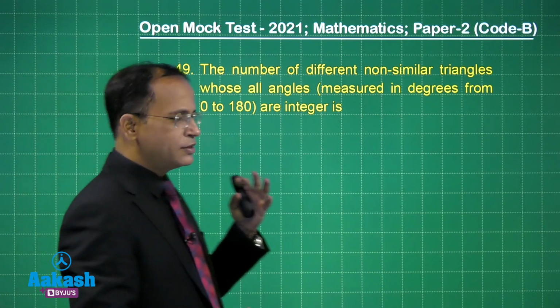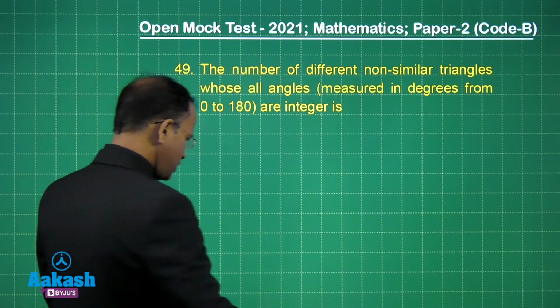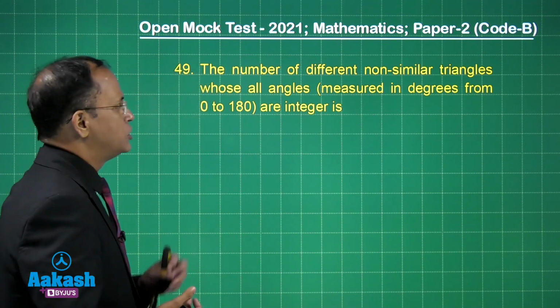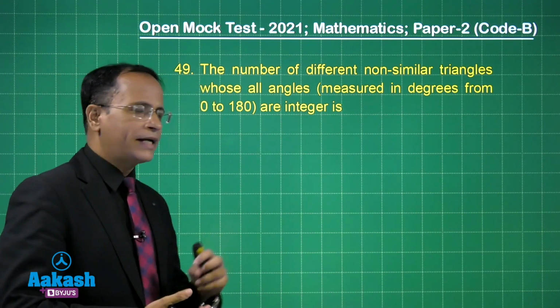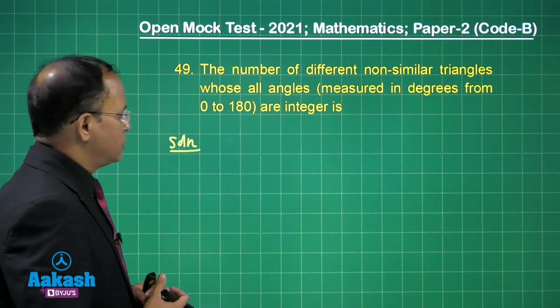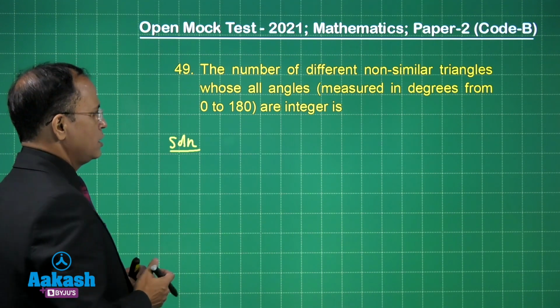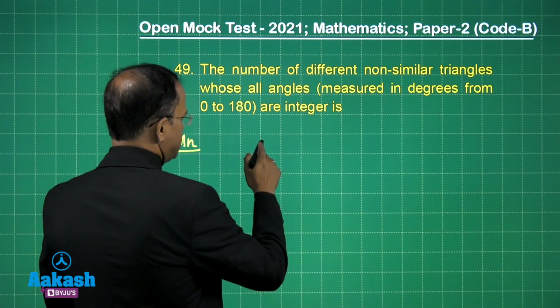Now let me go to the next question. If you see here, the number of different non-similar triangles whose all angles measured in degrees from 0 to 180 degree are integers. So we have to go for the number of different non-similar triangles. Here we can just see a concept.